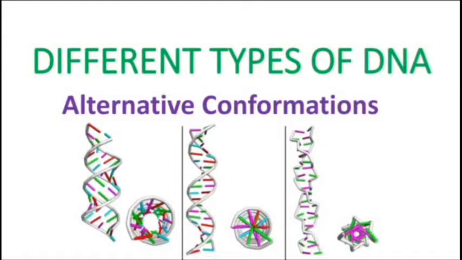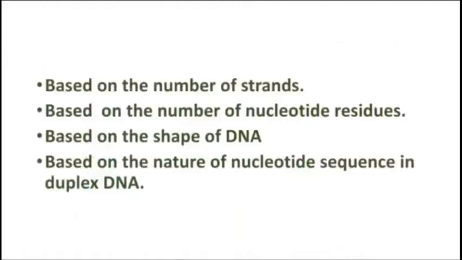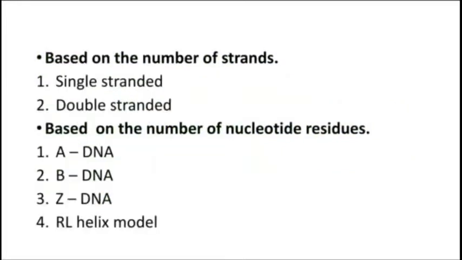Today we discuss the different types of DNA and the alternative conformations of bDNA. DNA is classified in various ways: on the basis of the number of strands, based on the number of nucleotide residues, based on the shape of DNA, and based on the nature of nucleotide sequence. Based on the number of strands, DNA is classified into two types. They are single-stranded and double-stranded.